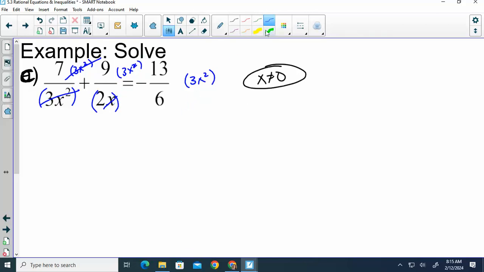So what's the only other thing we need to multiply by? 2. We don't need another x. Okay, so then those are gone. And we have a 6 over here, but 2 times 3 is 6, so that cancels. So what I'm left with is 7 times 2, 9 times 3x, and negative 13 times x squared.